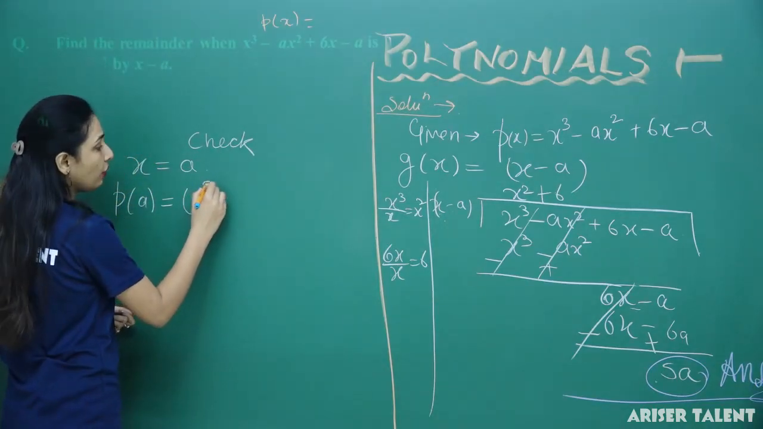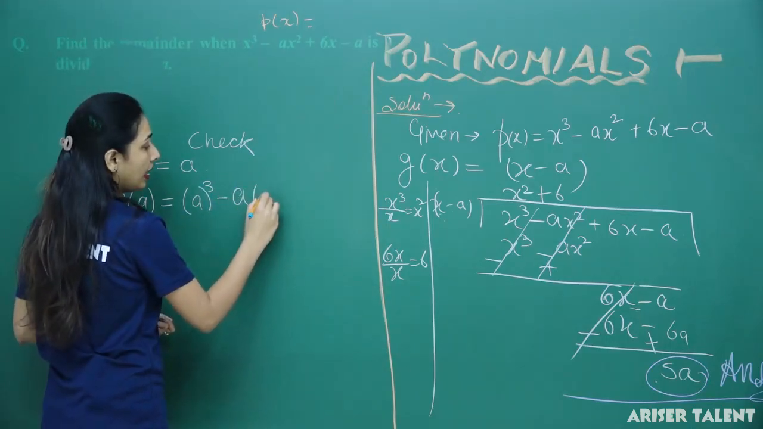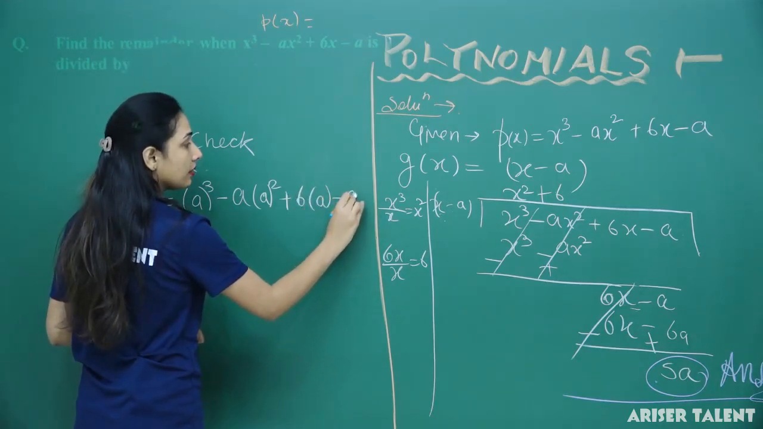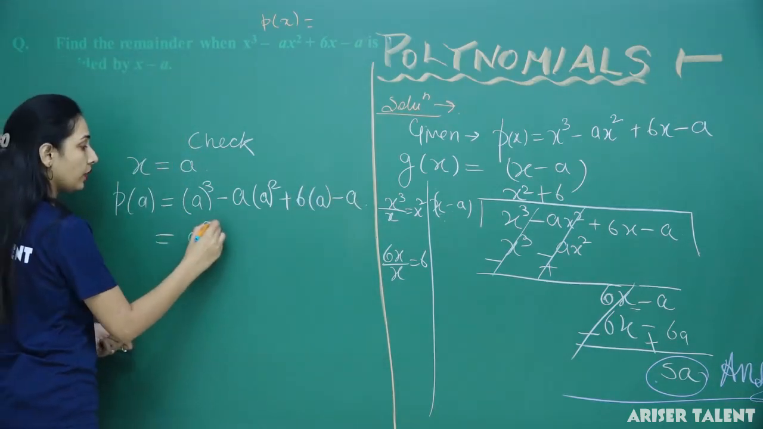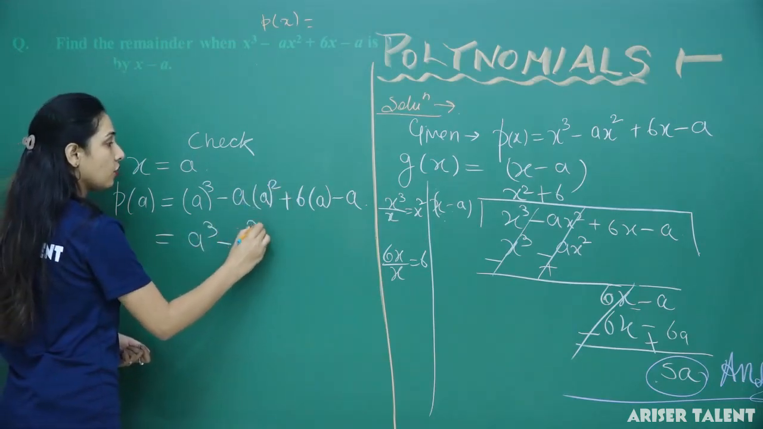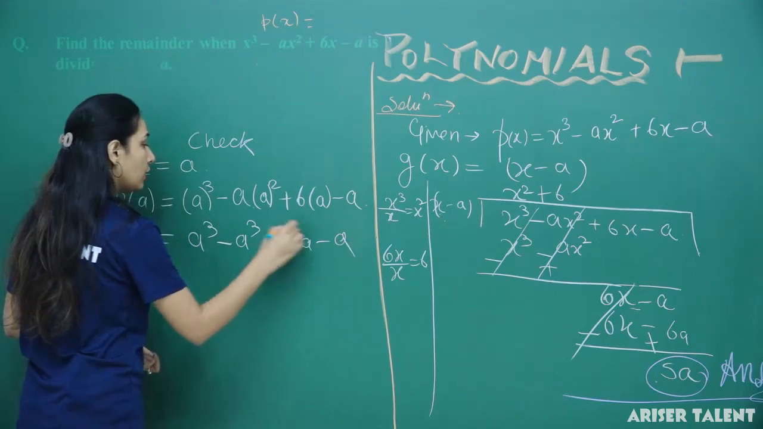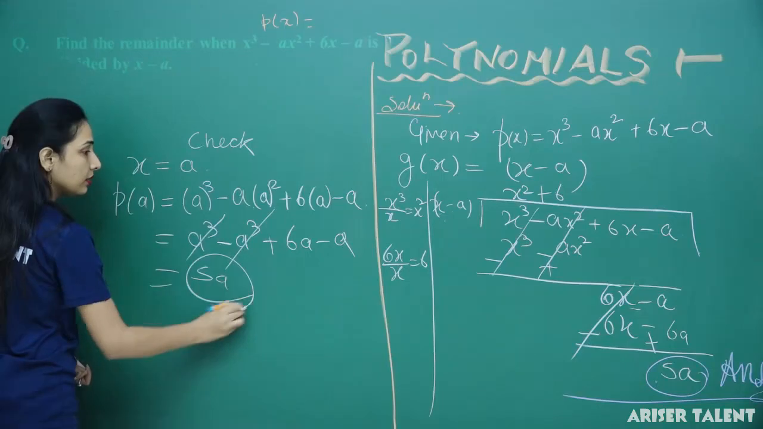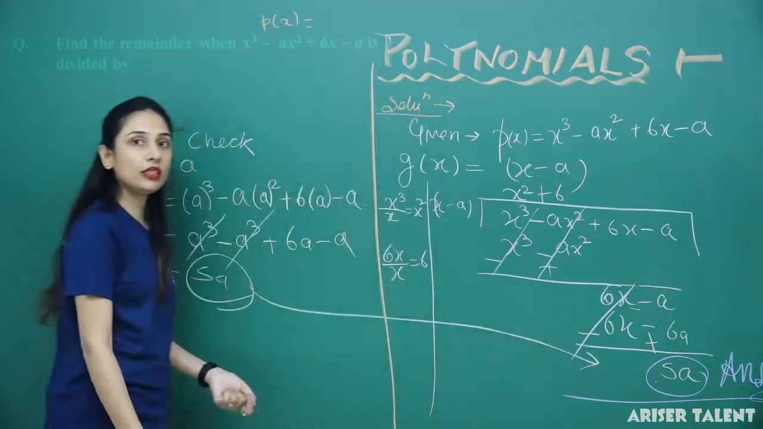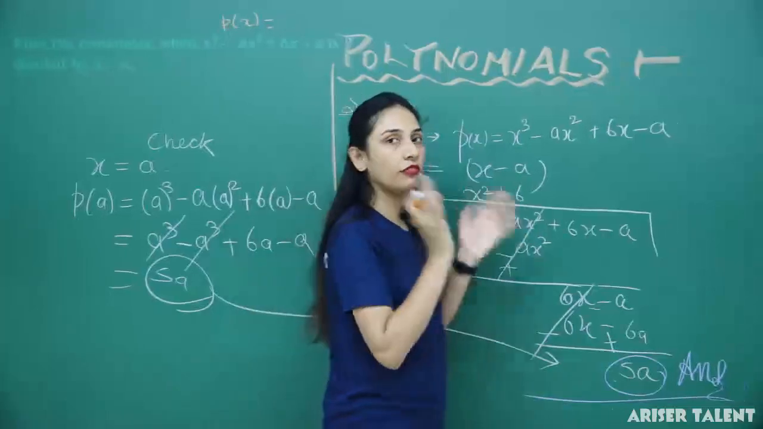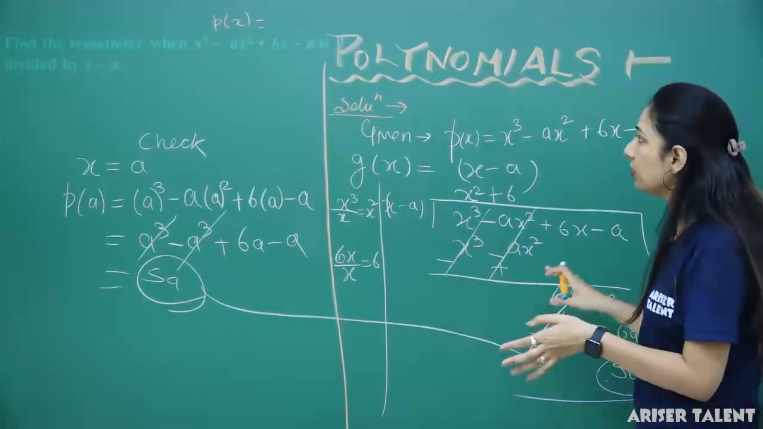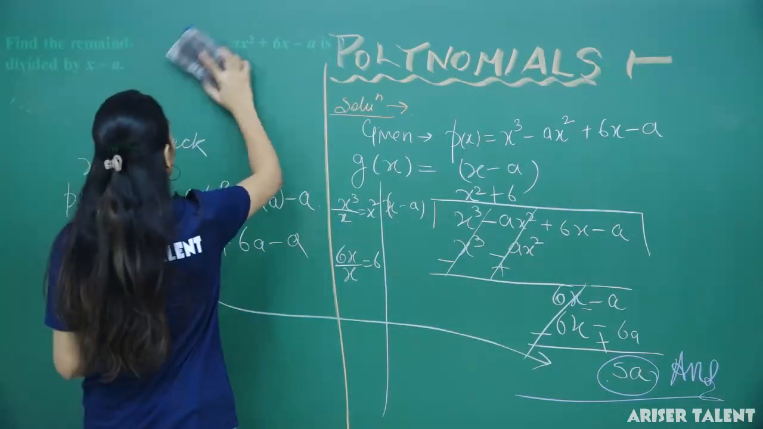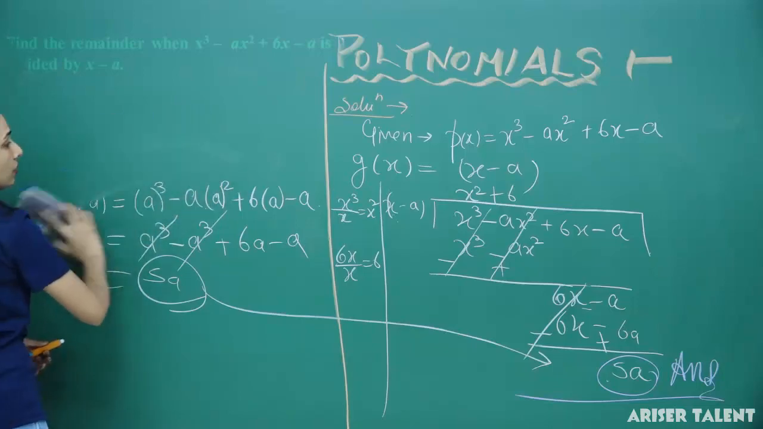That will be a cube minus a times a square plus 6a minus a. Now that will be converted into a cube minus a cube plus 6a minus a. We all know that a cube cancels and that will become 5a. This is the same as we got here, so that is good. We have done this question. You can cross check that also. So you now know how to find the remainder when something is given. Done with that question.